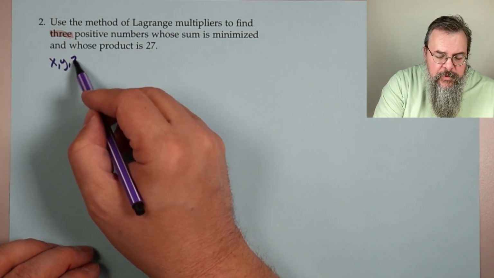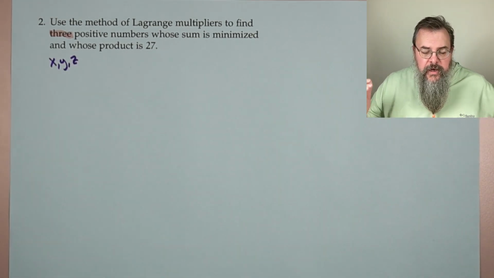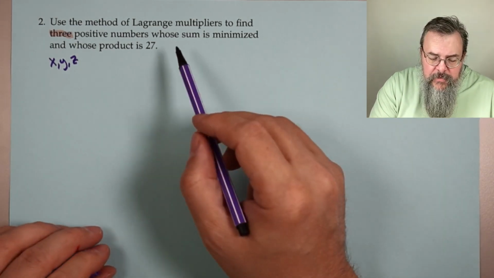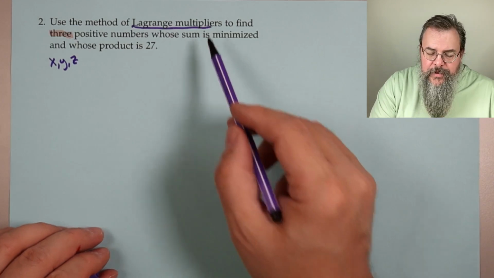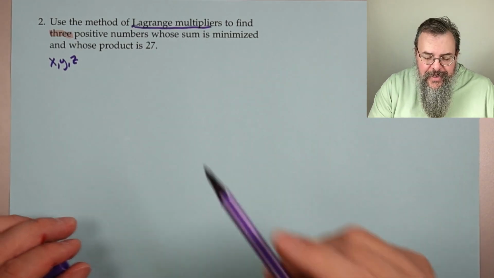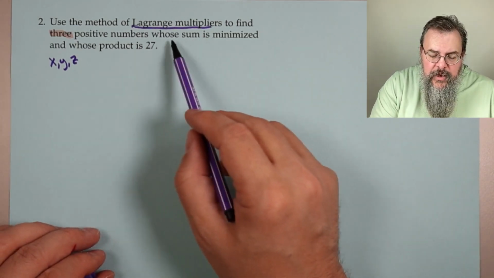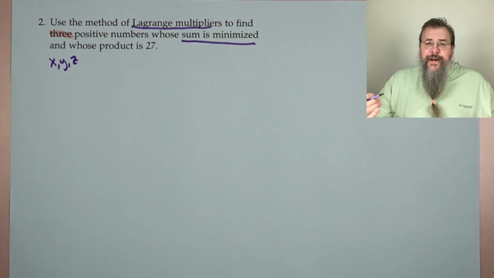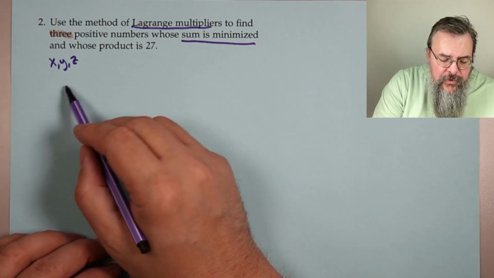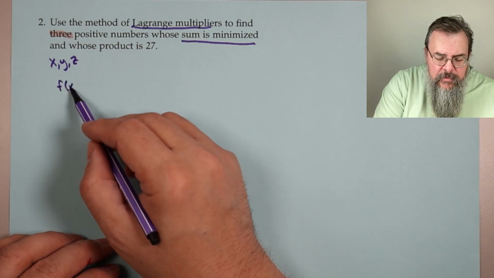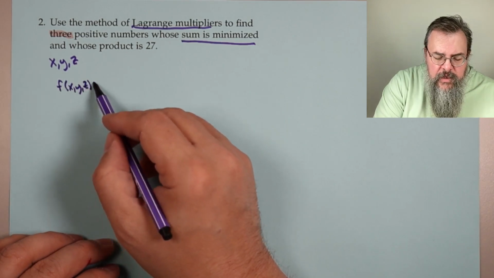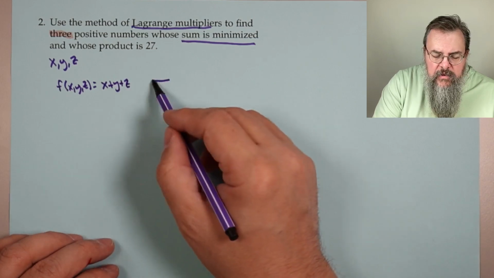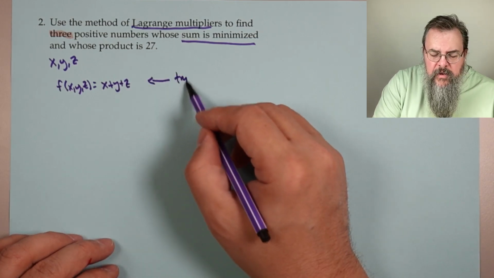So these are the numbers that we're after. So we're trying to find 3 numbers. And this is an optimization problem. We know it's Lagrange multiplier, so it's an optimization with constraint. So we want to have the sum be minimized. So we say, okay, I have 3 numbers. How do you find the sum? So the way you find the sum of 3 numbers is you add them up. So f of x, y, z, this is x plus y plus z. This is what we're trying to minimize.